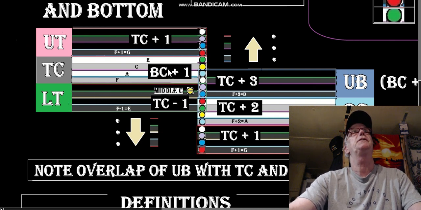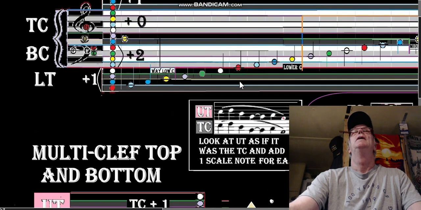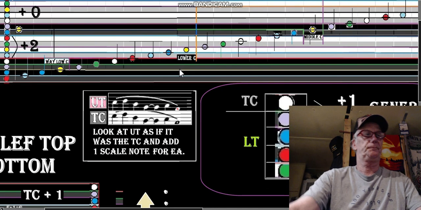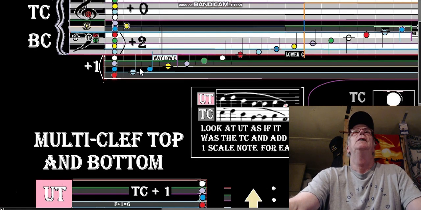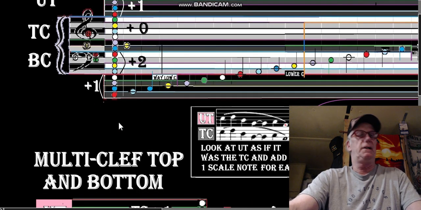When we separate the two clefs, we have treble clef, upper treble, and lower treble, which are those notes that go down a little bit below the treble clef. We have middle C in there, so this is actually a mistake. All right, so that was actually a mistake. So this is the lower bass clef.